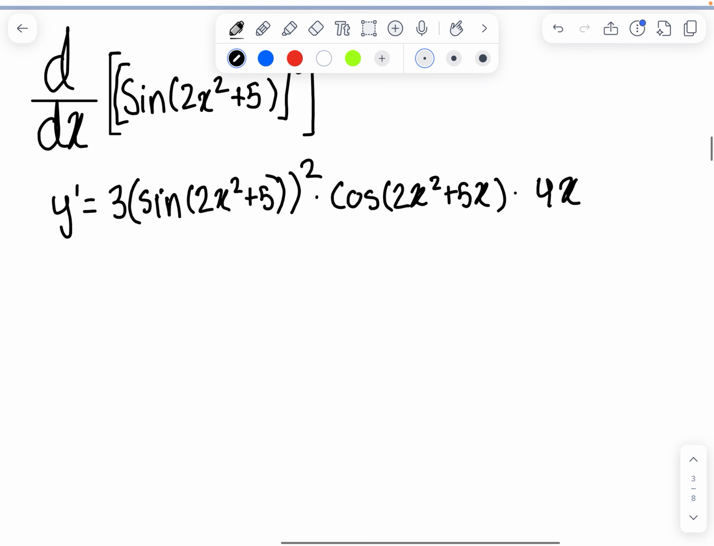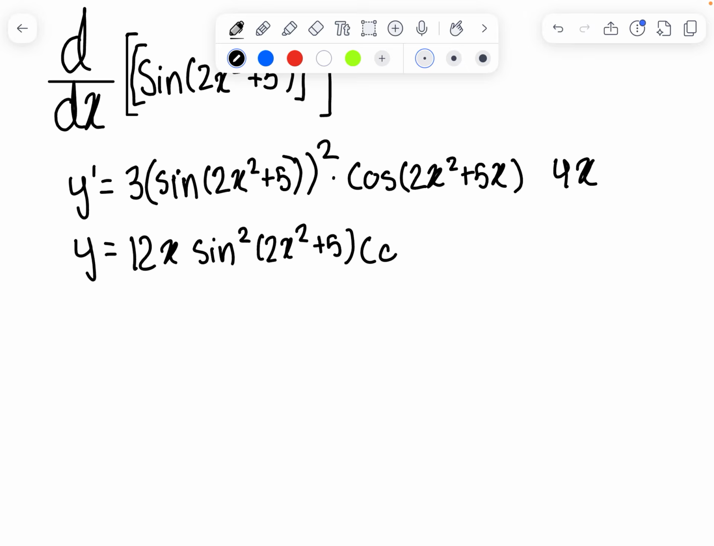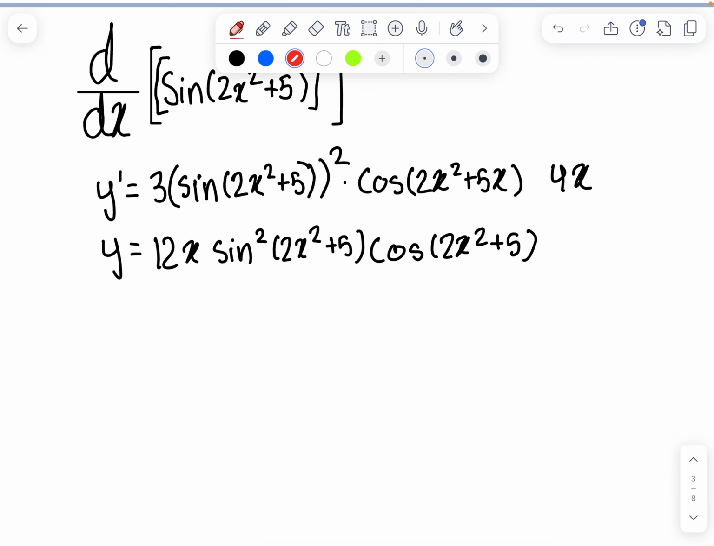Now, if we multiply everything together, we'd get y equals 12x times sine squared of 2x squared plus 5 times cos of 2x squared plus 5. And this is our answer.